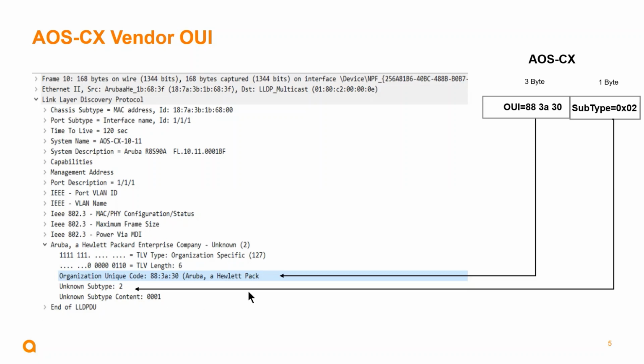And this Aruba Hewlett Packard Enterprise TLV is a new TLV added in 10.11. It is a vendor-specific TLV added for our AOS-CX switches. It will mention the TLV type as organization-specific, and then the organization unique code for our AOS-CX switches. For our AOS-CX switches, this will be the unique code 883A30. This 883A30 organization unique ID is only for our AOS-CX switches. With this unique code, we can easily identify from the LLDP packet which device it is originating from. It is originating only from AOS-CX switches. And here the subtype is also 2. It means it is a switch.